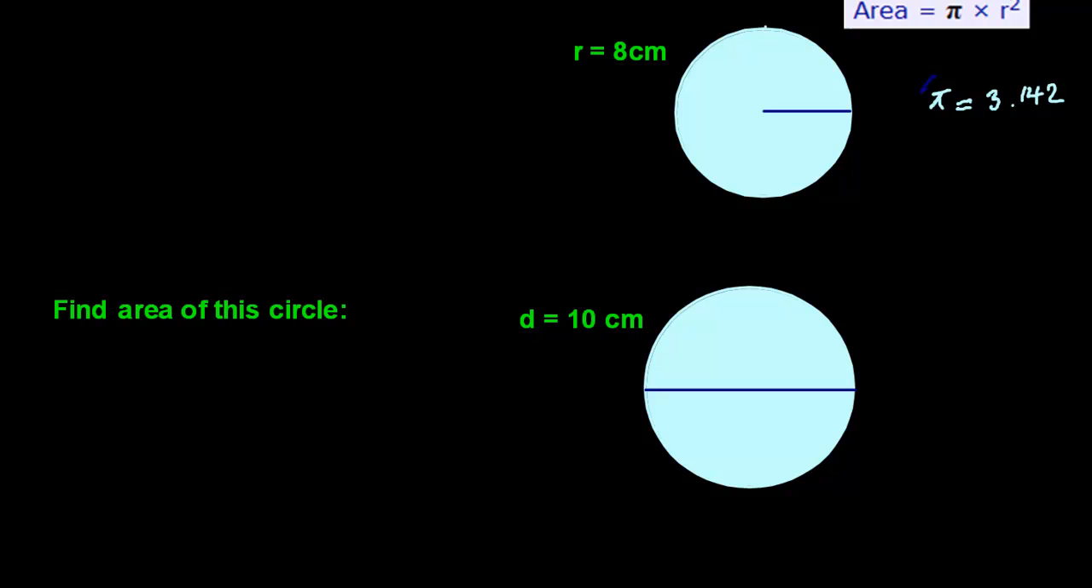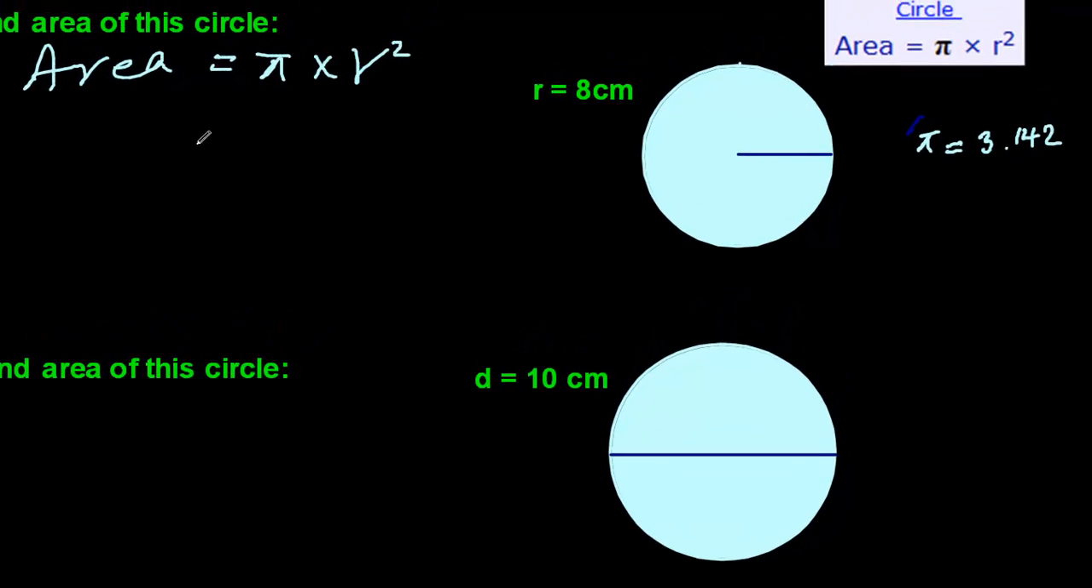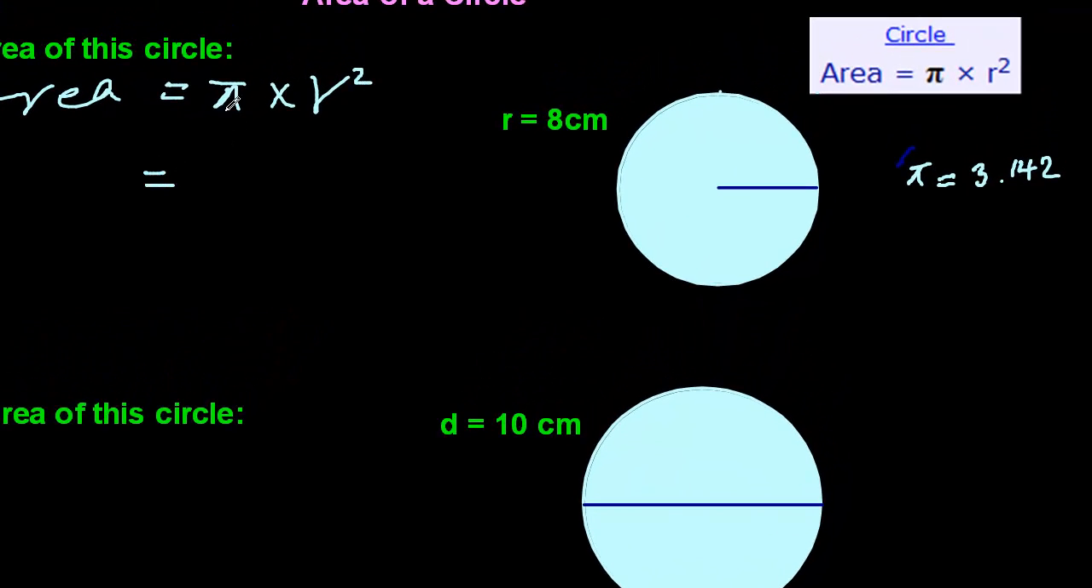So to work out the area of a circle, we need to put the formula down first. Always write the formula down. So area of a circle is pi times radius squared, right? So now what we do is we sub the values in. The value of pi, we know that is 3.142, and we multiply it by 8 squared.